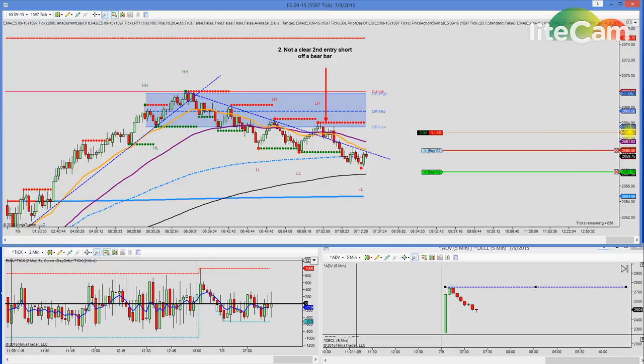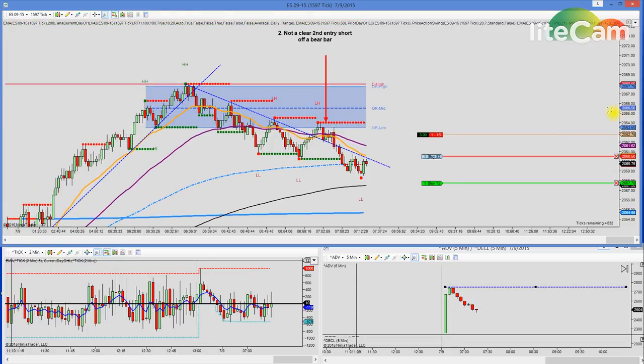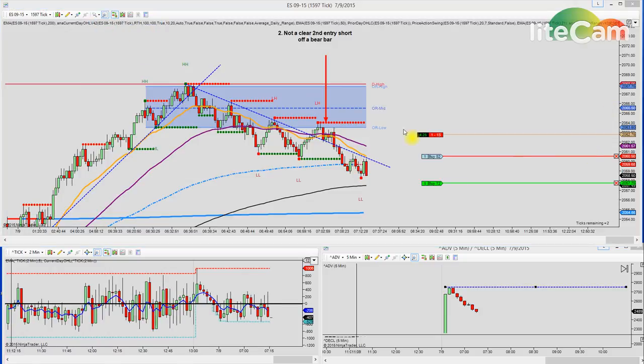And you see this little bar here. You can barely see it, so let me try to enlarge it. Right about here you can see this little doji bar. Let me circle it for you. This little doji bar here. Usually I like to take a short off of a bear signal bar, and this is a doji signal bar, which shows indecision, so it can go either way.